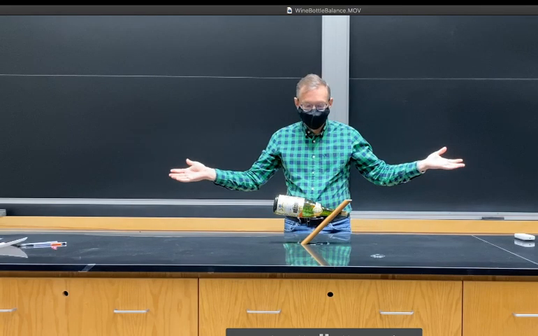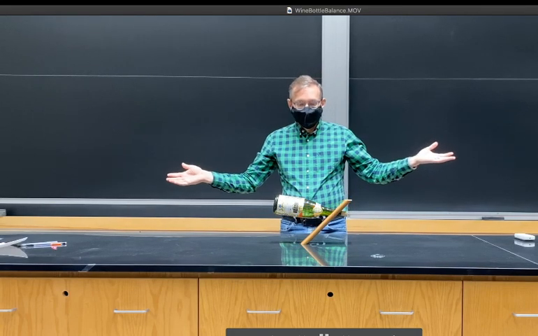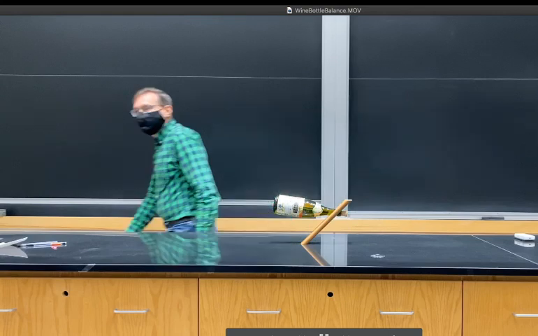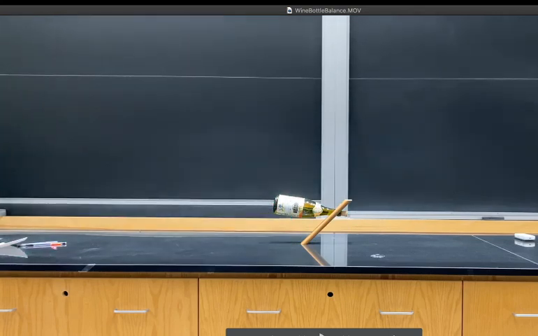Well, seems magical, doesn't it? That whole system now of wine bottle plus piece of wood is able to stand there at rest, balanced. How can we understand that?